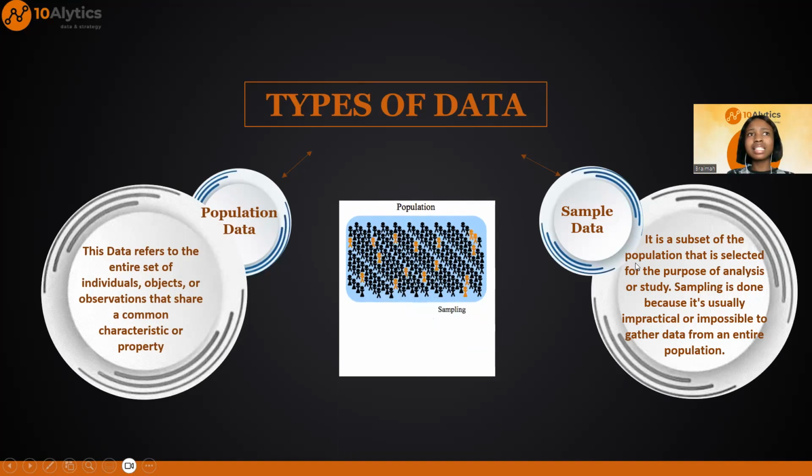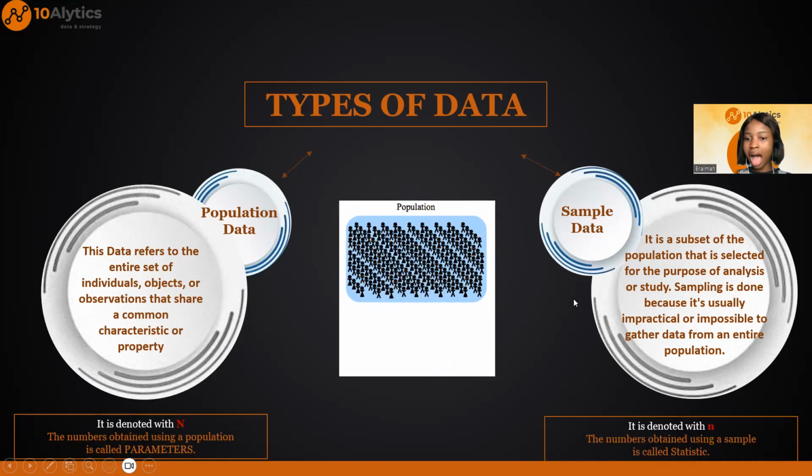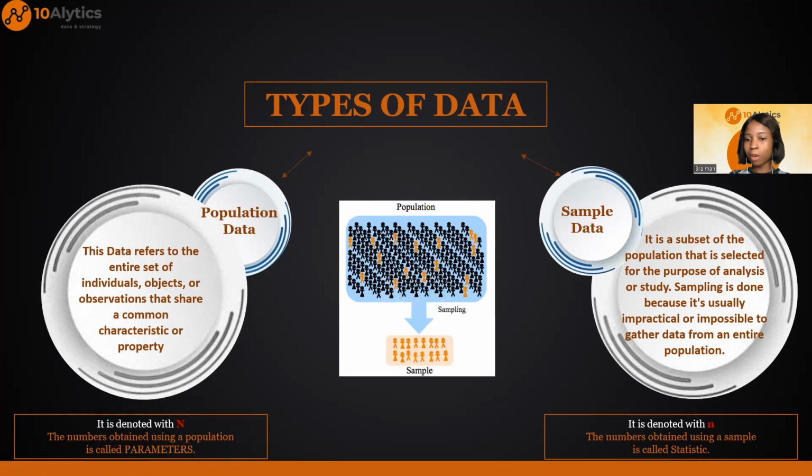Another important thing is your sample has to be representative. It should be taken at random. It should accurately represent every working class citizen, all the regions in the UK. So moving forward, the population data is denoted with N, and the numbers obtained here are called parameters. While your sample data is denoted with a small letter n, the numbers obtained using your sample are called statistics. Because it is practically impossible to gather the entire population, that is why we have your sample data. And as a data scientist, you will most likely be working with your sample data.